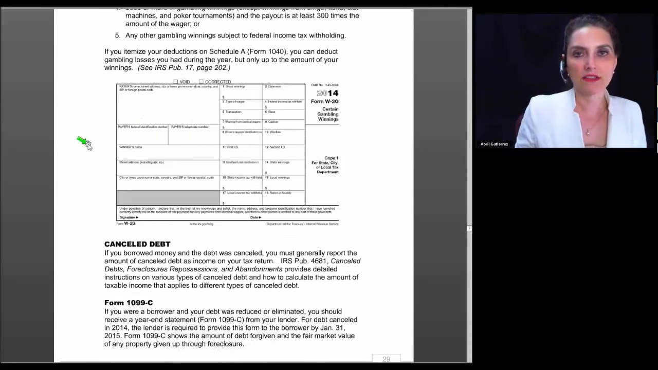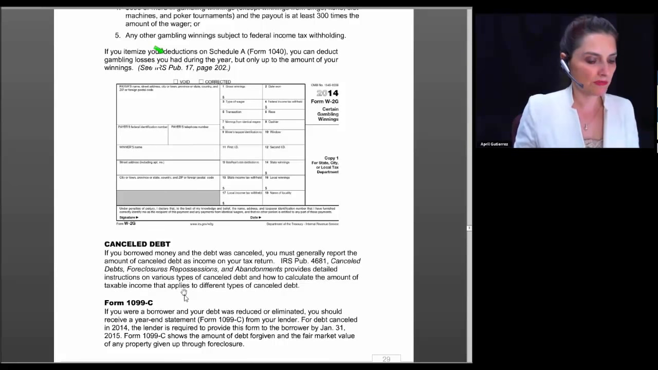Of course, again, any losses you have are claimed on Schedule A to the extent of your wins. Any more information on this, you can look at page 202 of Pub 17.